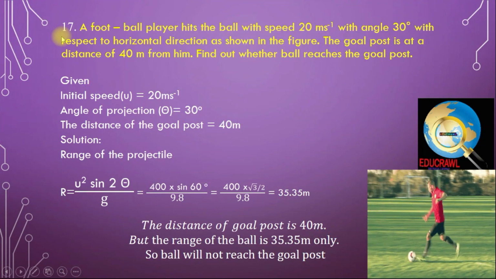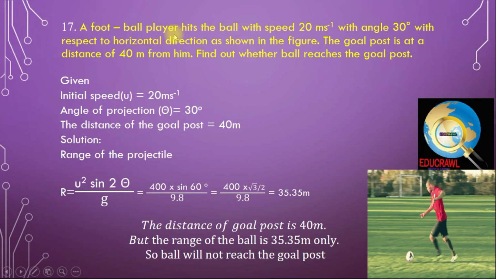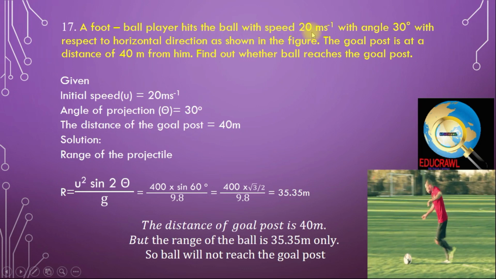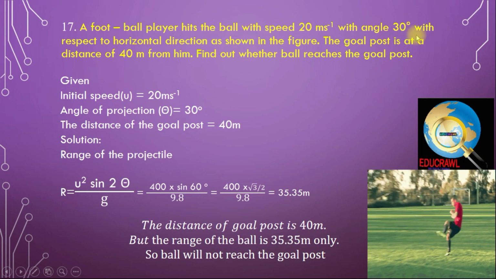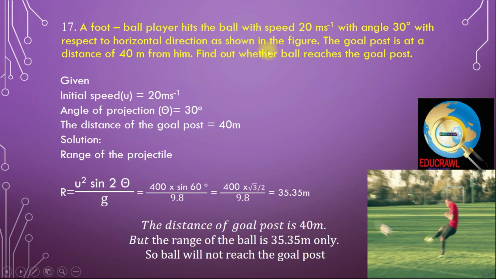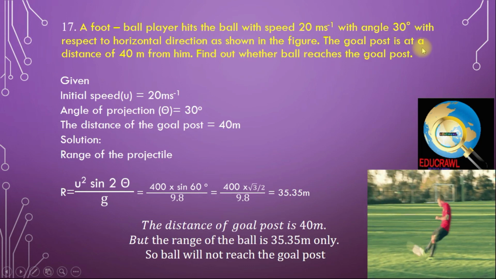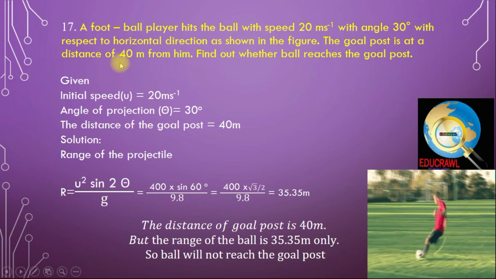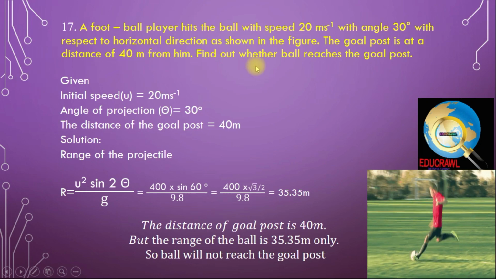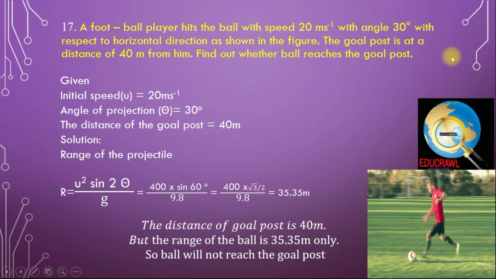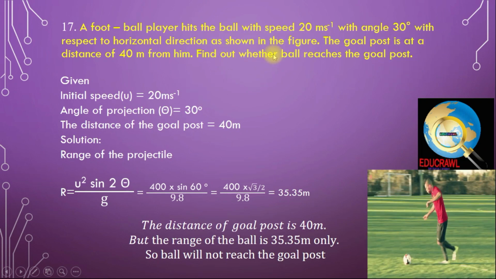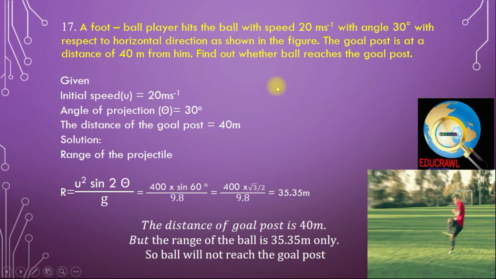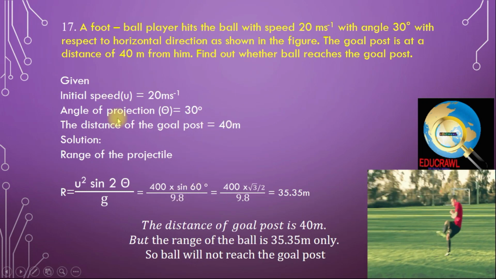See the 17th one. A football player hits the ball with the speed 20 meter per second with an angle 30 degree with respect to the horizontal direction as shown in the figure. The goal post is at a distance of 40 meter from him. Find out whether the ball reaches the goal post. Already we have discussed a problem like this in an example when I was taking the theory. So again this is the same problem.